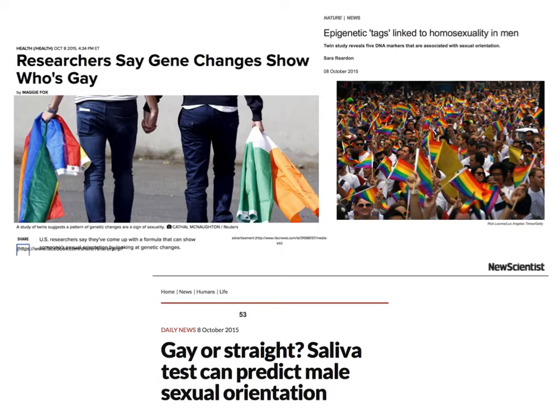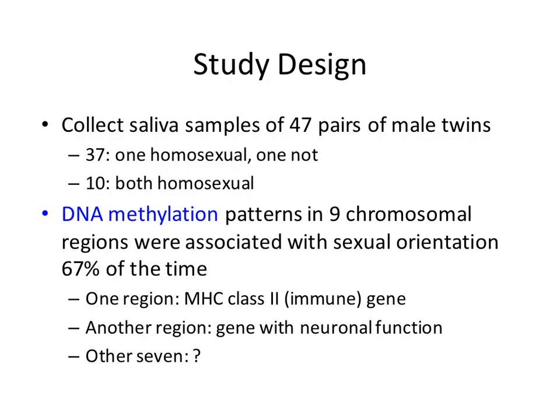Epigenetic tags linked to homosexuality in men. So nothing about genetics, nothing about the DNA sequence of a gene, just whether or not certain genes are turned on or turned off. So here was how this study worked.